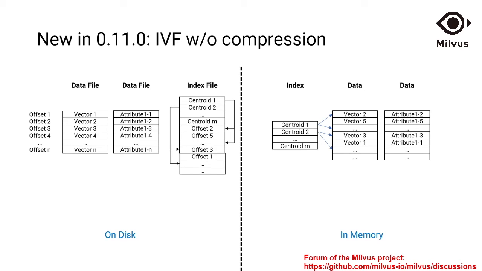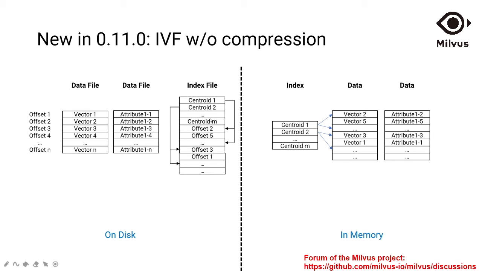So once the size of the data file exceeds the threshold of index file size, Milvus will trigger the index building procedure for this new file slice. And the index file still consists of two parts. First is the centroid information. Second is the offset of the vectors instead of the vector data.